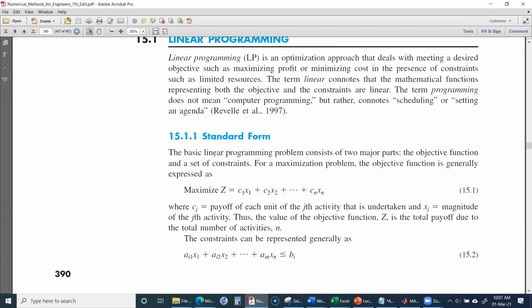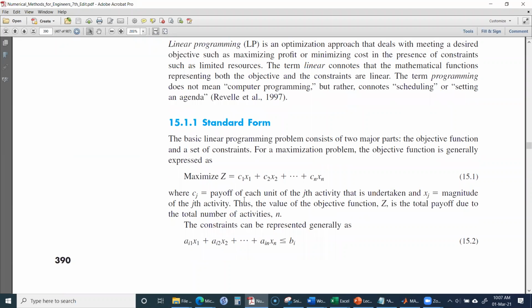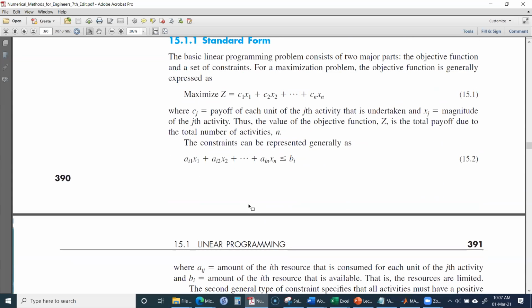As you can see, this is the standard form in the book. So we have to maximize or minimize a function. In this case, let's say we want to maximize it. And then we have some constraints on that function. Those constraints will also involve these x1, x2, xn variables, but they will be multiplied by some other coefficients. And these constraints will be represented in the form of an inequality. So that means a1 x1 plus a2 x2 should be less than or equal to b1, or maybe greater than or equal to b1. Normally we will say less than or equal to b1.